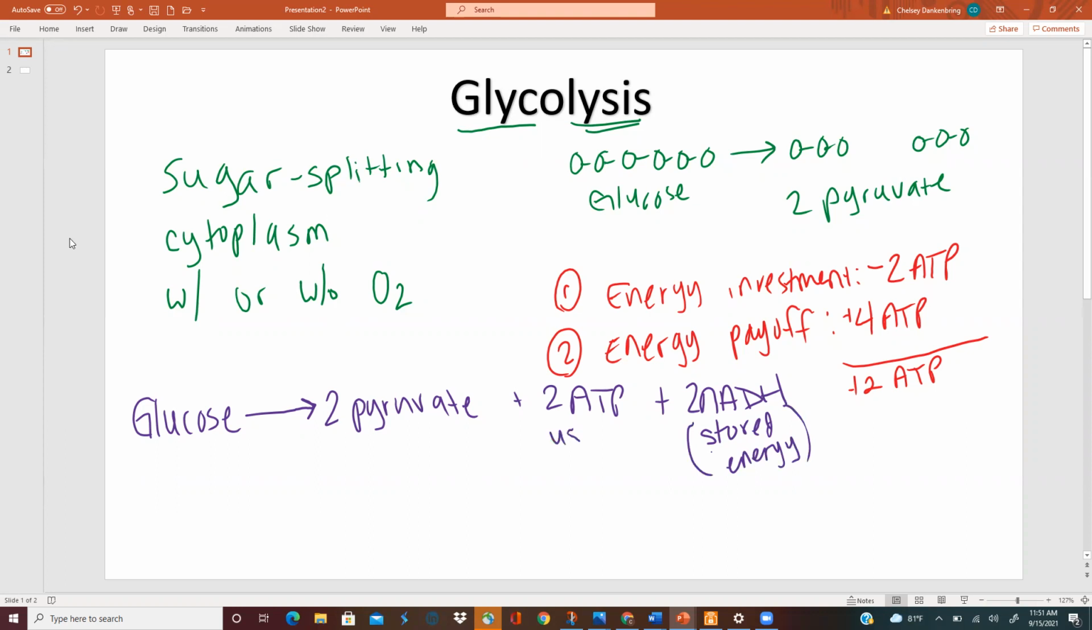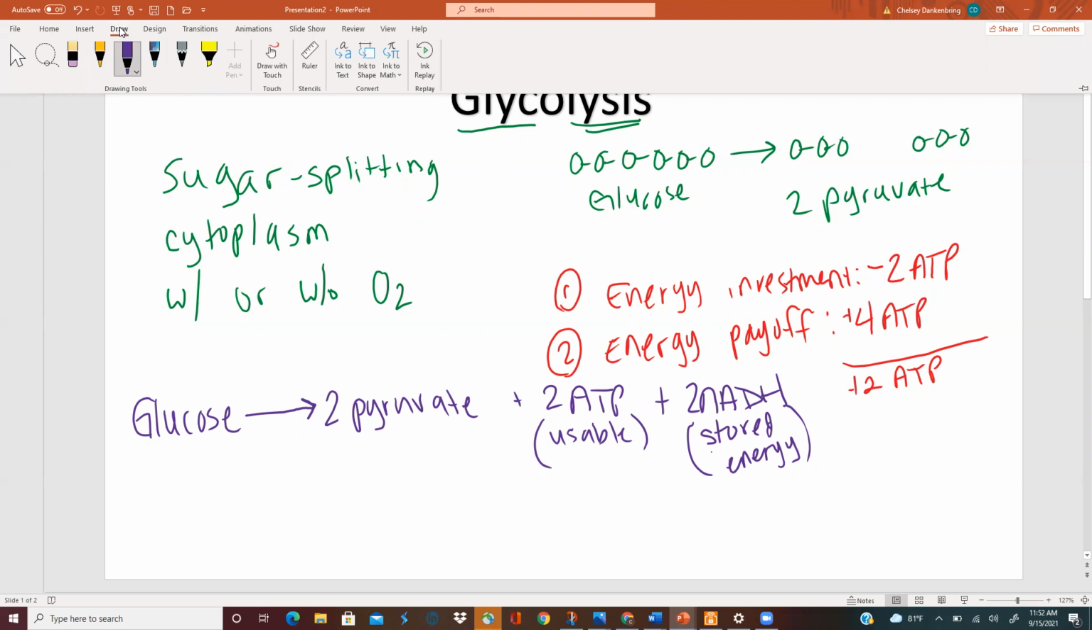Okay, so ATP is usable energy, NADH is stored energy, and pyruvate is also an energy yielding molecule because in the next part of respiration, we're going to continue breaking down pyruvate into smaller molecules and extracting energy during this process. Remember, respiration is a catabolic process. So we're breaking molecules down to release energy. Okay. And so the last thing that I want to introduce to y'all is how we actually made this ATP.